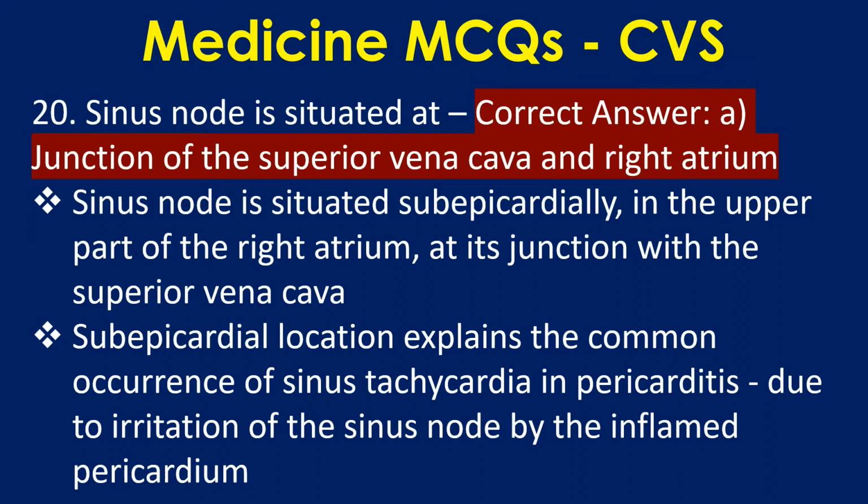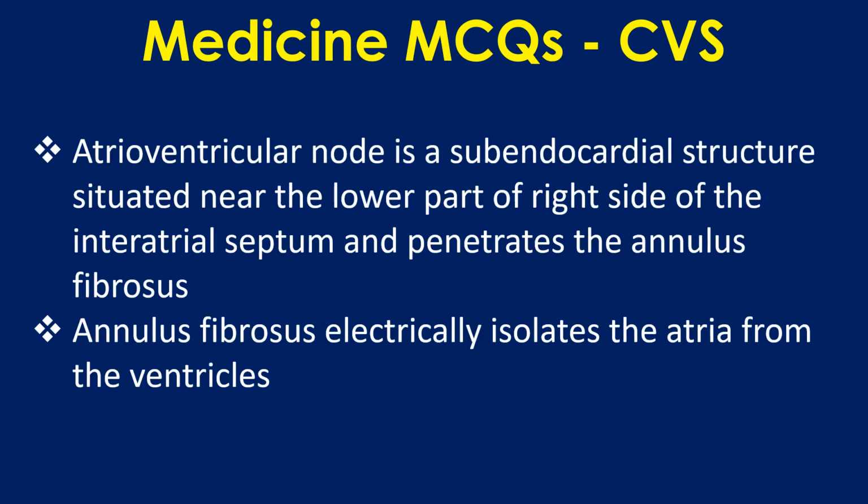Subepicardial location explains the common occurrence of sinus tachycardia in pericarditis due to the irritation of the sinus node by the inflamed pericardium. AV node is a subendocardial structure situated near the lower part of the right side of the interatrial septum and penetrates the annulus fibrosus. Annulus fibrosus electrically isolates the atria from the ventricles.